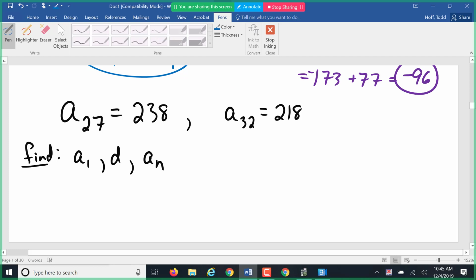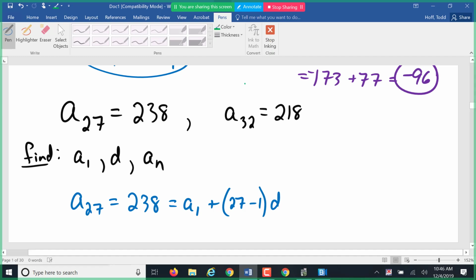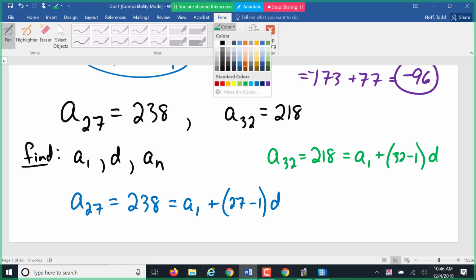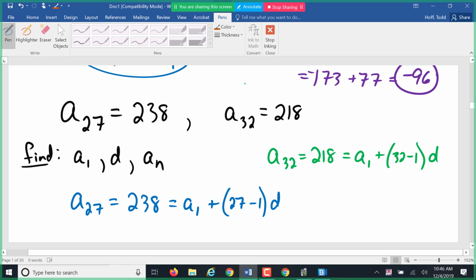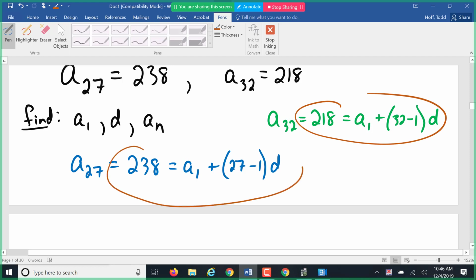Well, I know A27, which is 238, equals A1 plus 27 minus 1 times D. I also know that A32, which is 218, equals A1 plus 32 minus 1 times D. Comparing these formulas, there are a lot of things I can do with them. One is to subtract them. You could subtract this formula from this one. It would cancel out the A1s and give you a formula for D.